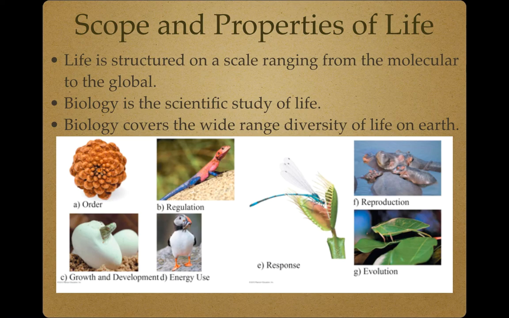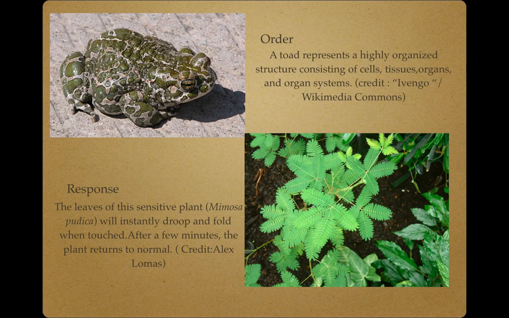And lastly, you have homeostasis, or we call that the steady state, and that is the ability of an organism to maintain internal conditions like the polar bear, which can regulate its body temperature to withstand low temperatures and conserve body heat. To further explain the meaning of order, I have here a picture of a toad, which could represent a highly organized structure consisting of cells, tissues, organs, and organ systems.